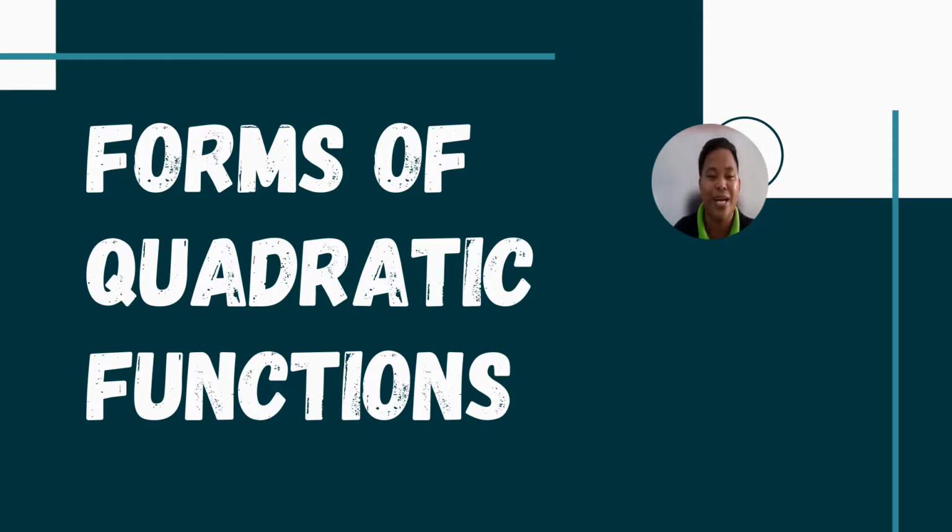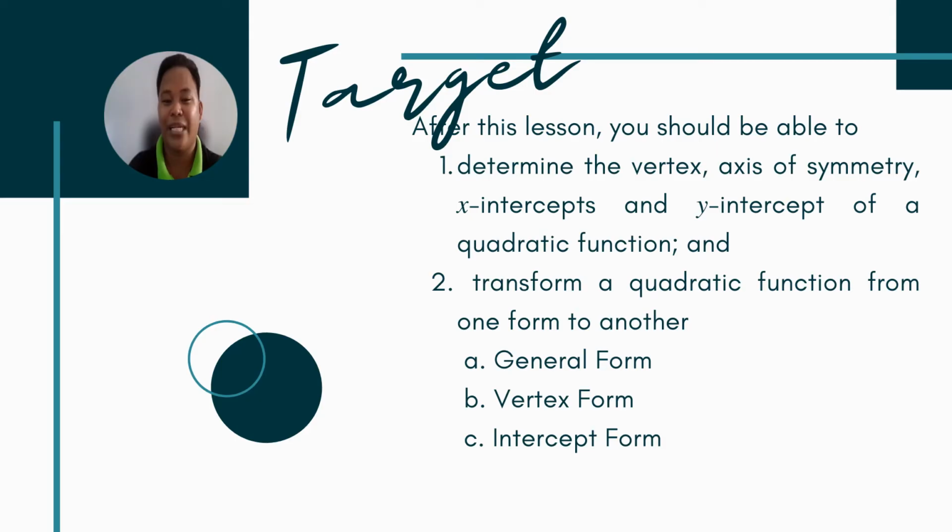Today, we're going to discuss the forms of quadratic functions. After watching this video lesson, you should be able to determine the vertex, the axis of symmetry, the X-intercepts, and the Y-intercept of a quadratic function, and transform a quadratic function from one form to another. So we have three forms here: the general form, the vertex form, and the intercept form of quadratic functions.